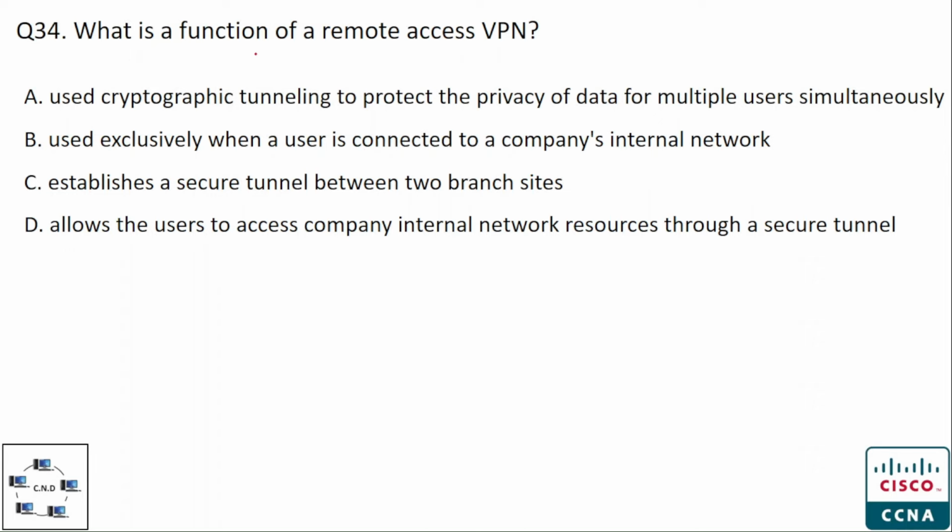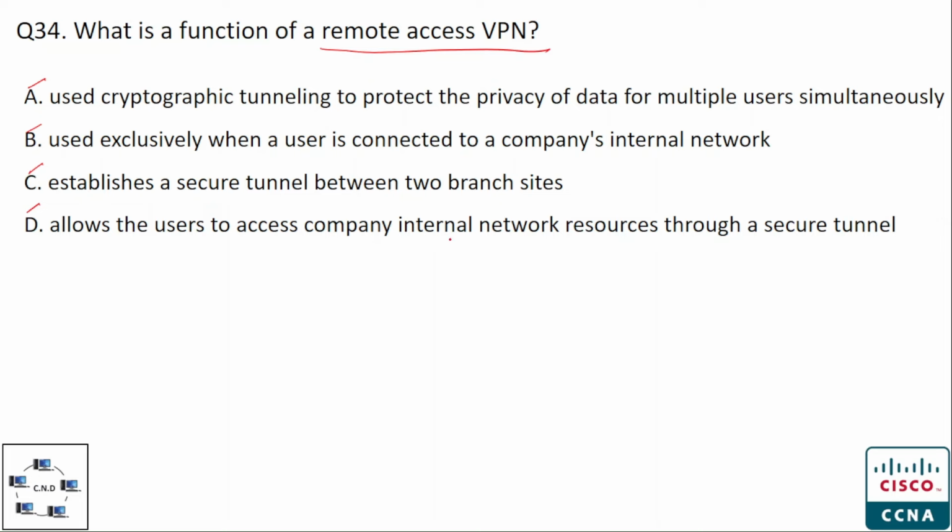Question number 34. What is a function of a remote access VPN? And the options are option A, uses cryptographic tunneling to protect the privacy of data for multiple users simultaneously. Option B, used exclusively when a user is connected to a company's internal network. Option C, establishes a secure tunnel between two branch sites. And option D, allows the users to access company internal network resources through a secure tunnel.